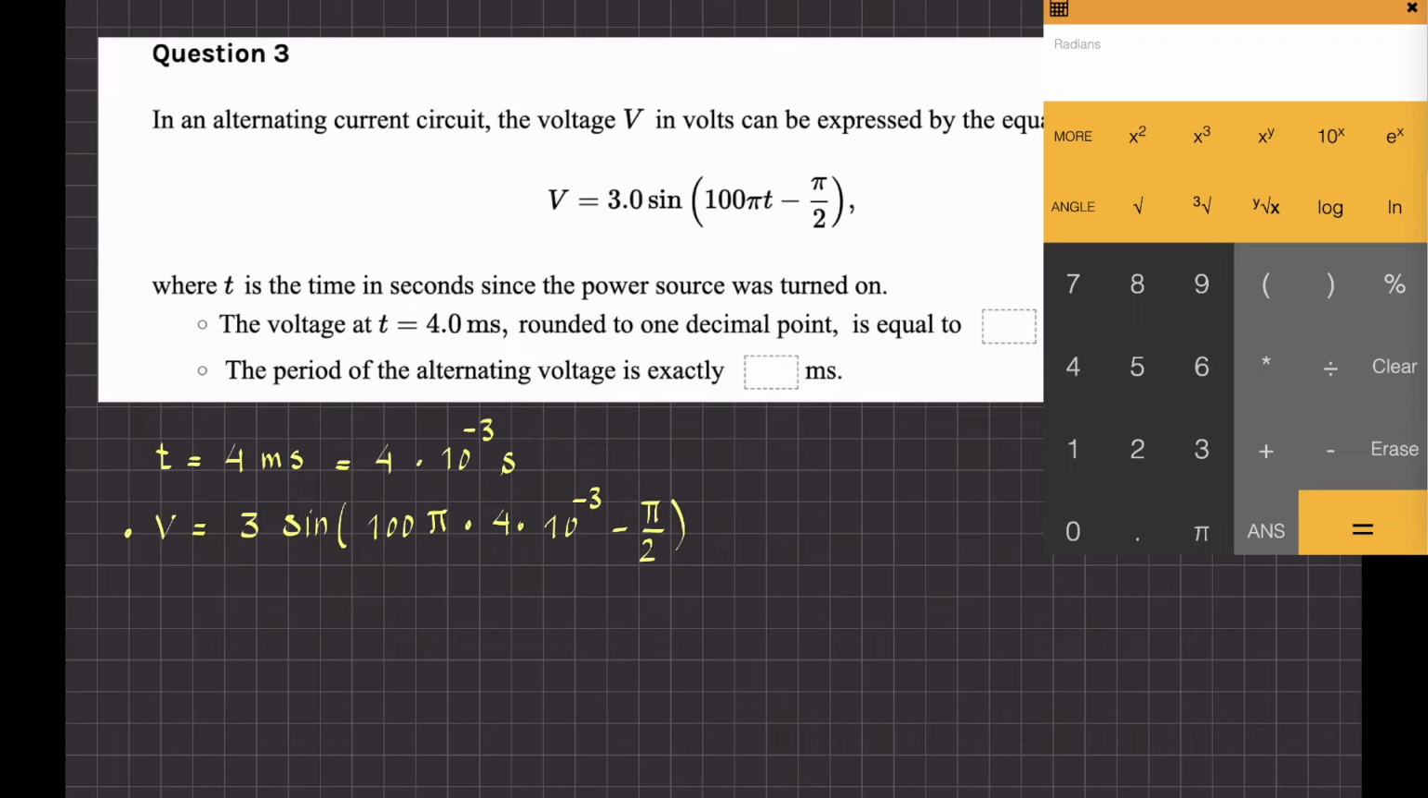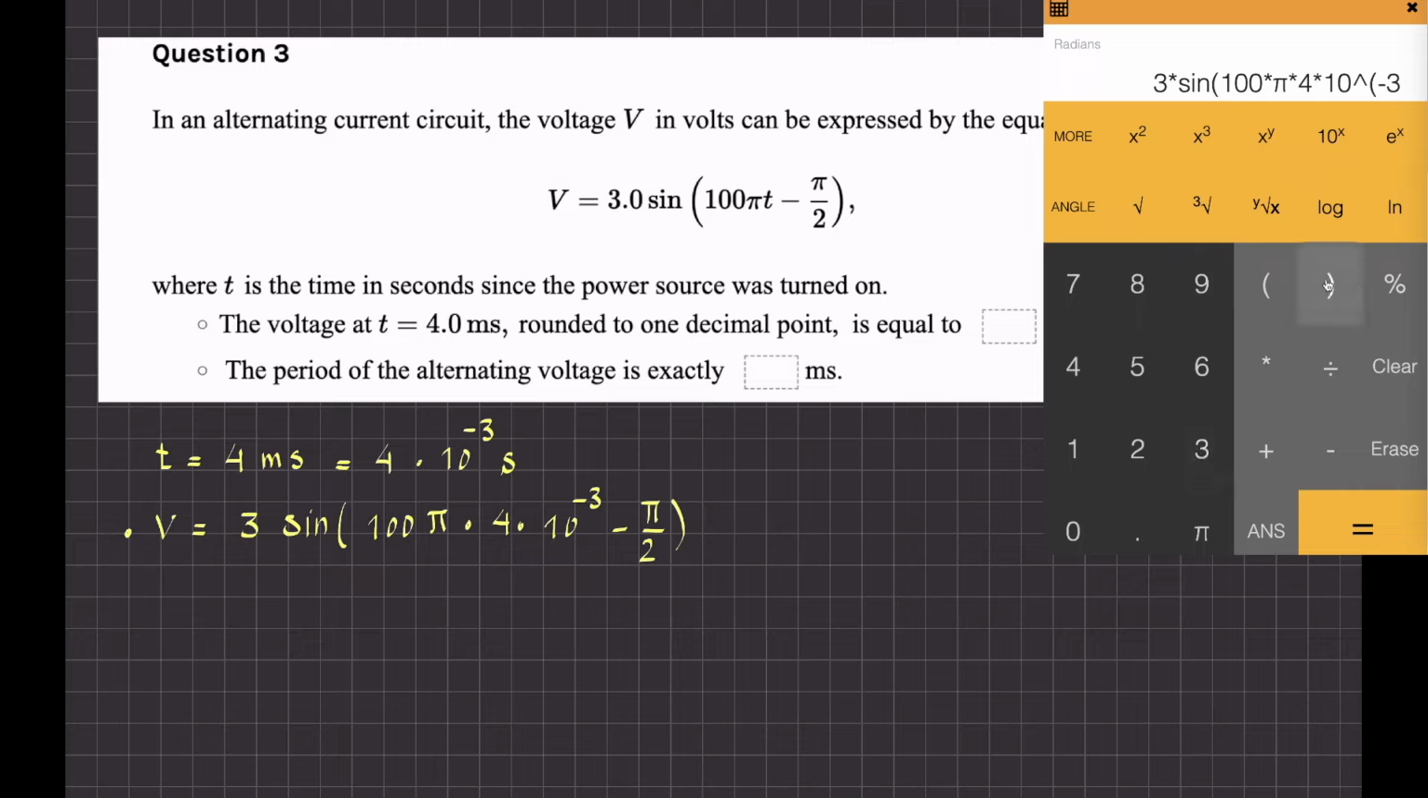Okay, so what should I type? I just type this expression in. You have to be careful in typing. So we have 3 and then multiplied by sine. Sine is under this tab. Sine function is here. Sine of 100 multiplied by pi, which is this, and then multiplied by 4 multiplied by 10 to the power of minus 3. So you go to the default one and then you have the power here. So you just type 10 and then to the power of minus 3.